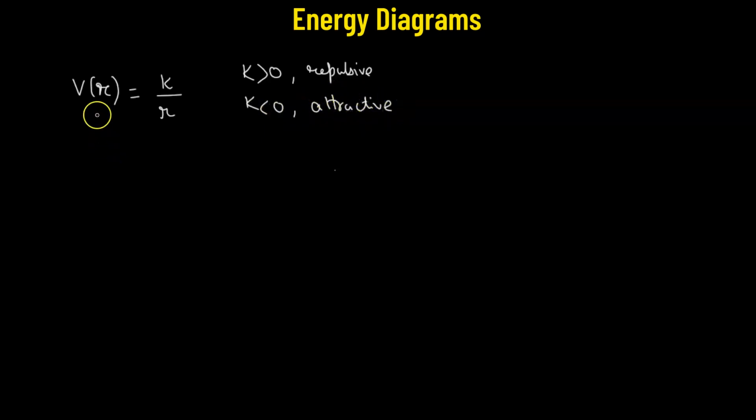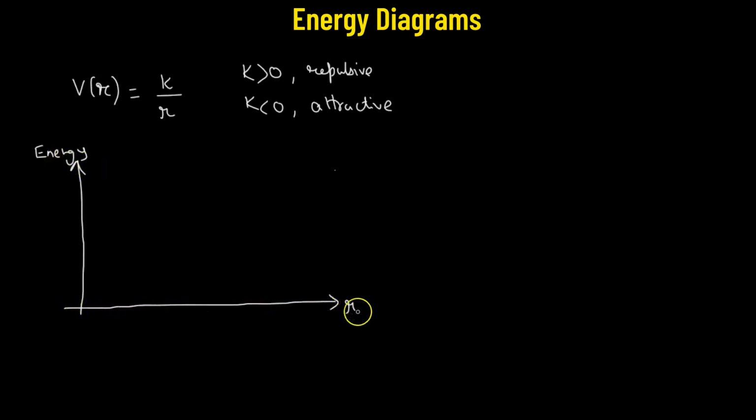Fine. Now let's try to draw the energy diagram of this particular potential function. So we have the y-axis, so this is going to be the energy axis. Then we have the horizontal position axis r. Now since this is 1 over r, our graph will be something of this particular sort, which decays as r increases, and for values of r nearer to the origin it is going to diverge. So this is the potential function V of r, which is dependent on 1 over r.